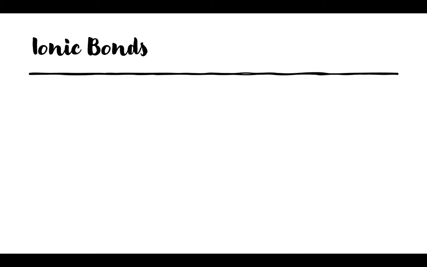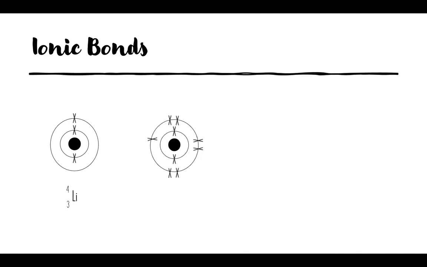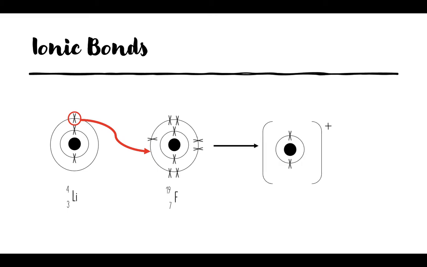Let me show you what I mean. So here we have lithium again. Lithium with its 3 electrons, one of which it does not want. And here we have fluorine with its 7 outer electrons, and it is desperate for another one. So here is what happens. This outer electron that lithium doesn't want is donated to fluorine, which accepts this extra electron, and we form a positive lithium ion and a negative fluorine ion.